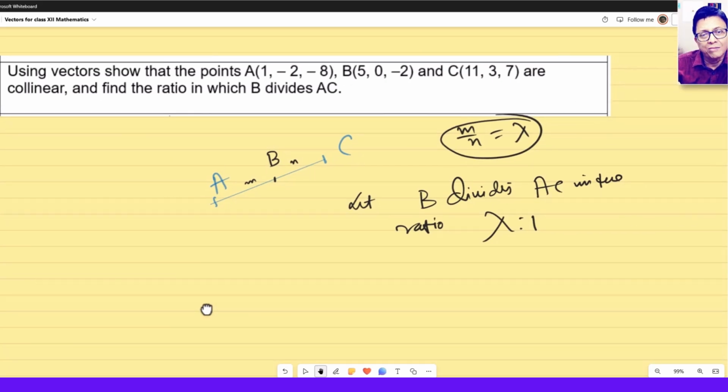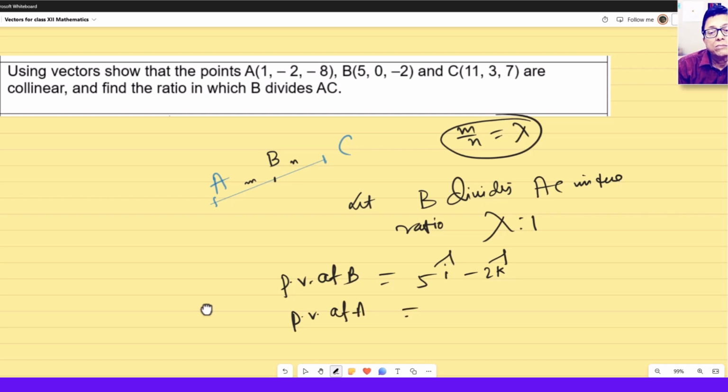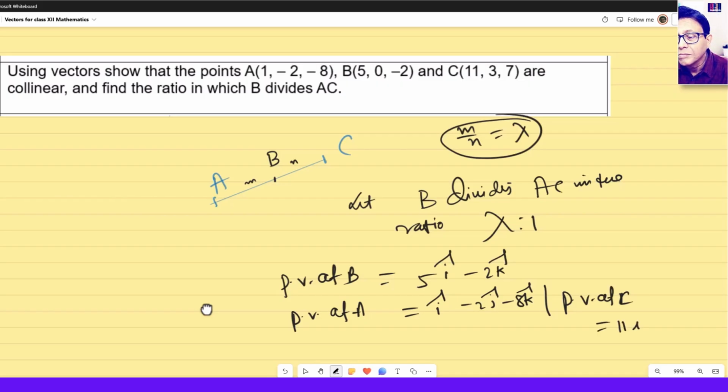Comparison will be easier. Then position vector of B is what? That is 5i minus 2k. Position vector of A is what? i, minus 2j, minus 8k. And C is what? 11i, 3j, 7k. Okay?